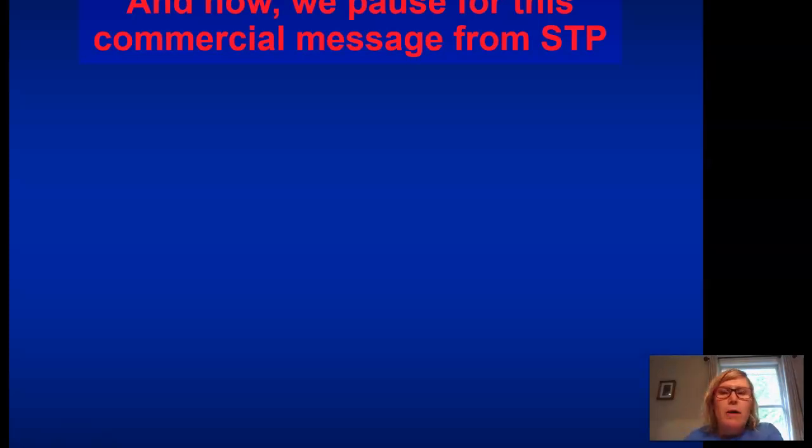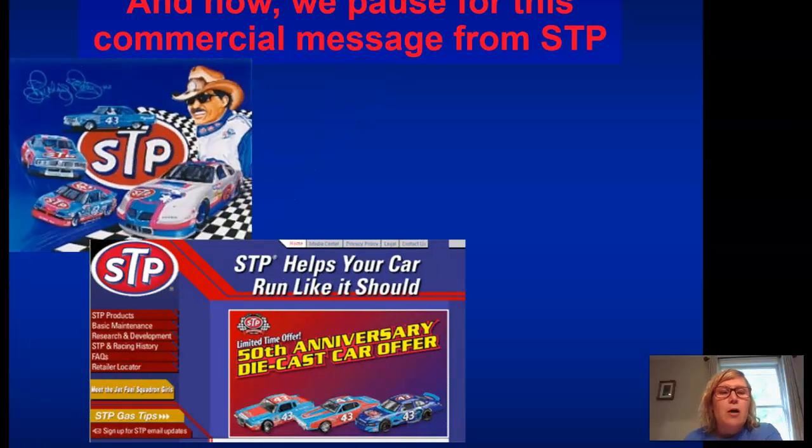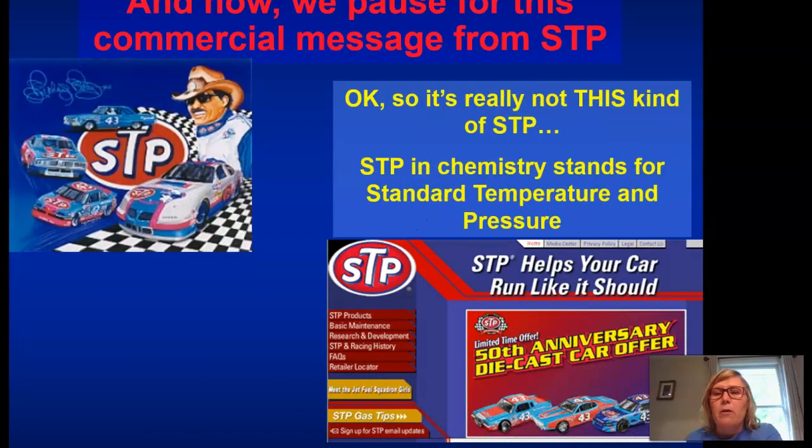So let's get started. We are going to learn about what STP is. People used to use an ingredient in their cars for gas called STP. But in chemistry, STP stands for standard temperature and pressure. So it's really not this kind of STP. What is standard temperature and pressure?